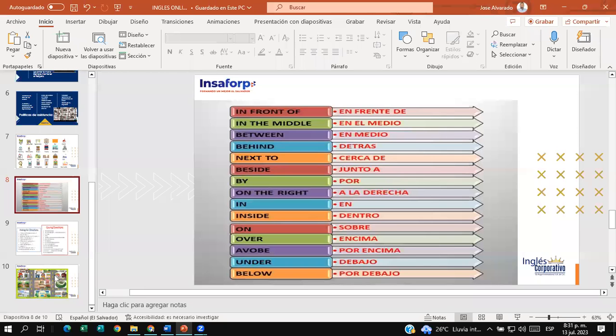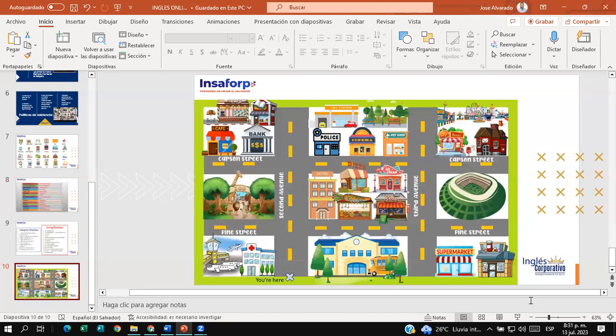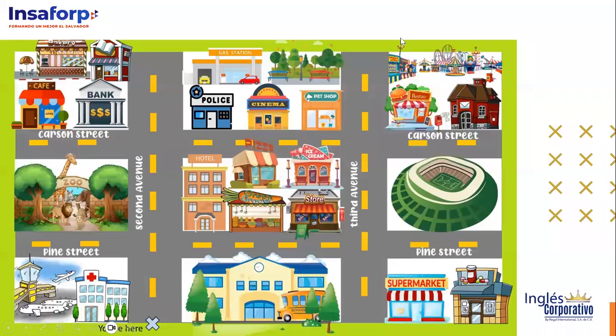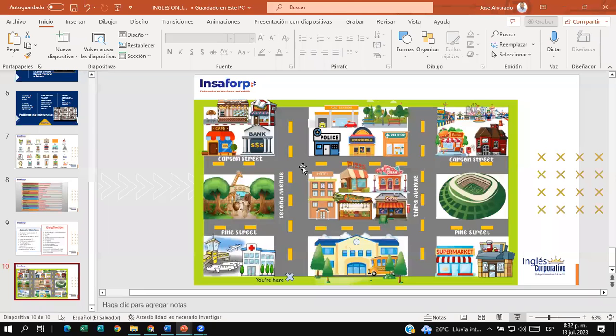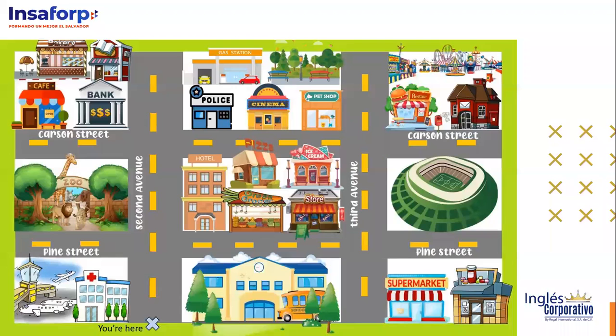Let's see. If you see here, we have different places. Can you see them? Yes. No. Okay. It's not okay yet. It's all right. What's going on? Okay, let's play it then. What happened to this thing? Okay. Let me try one more time.